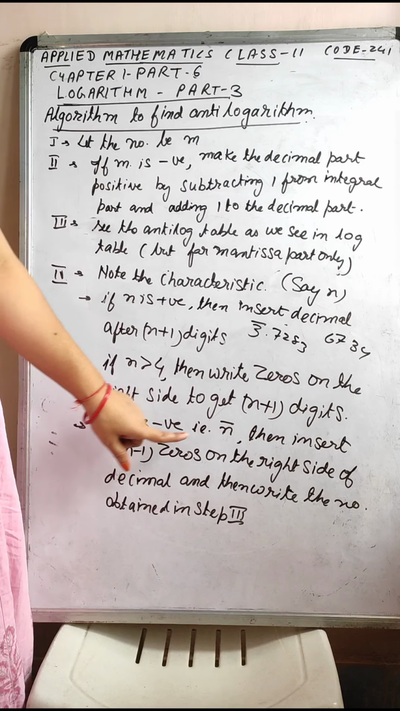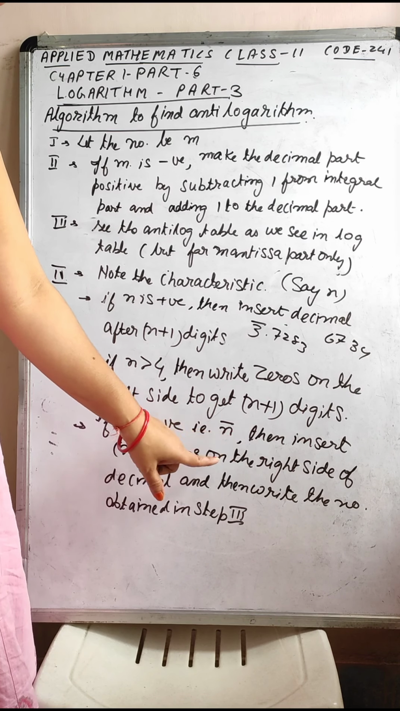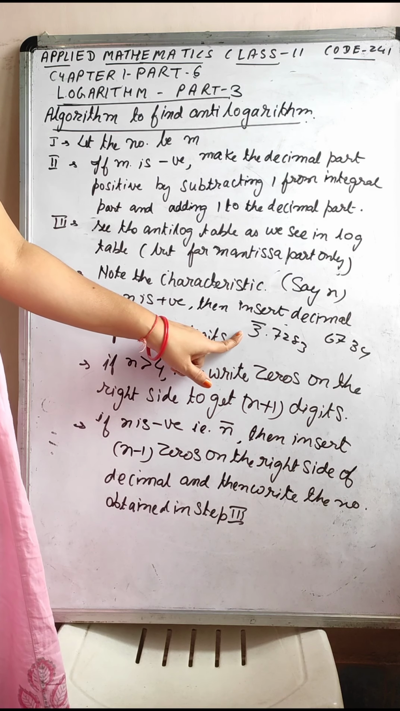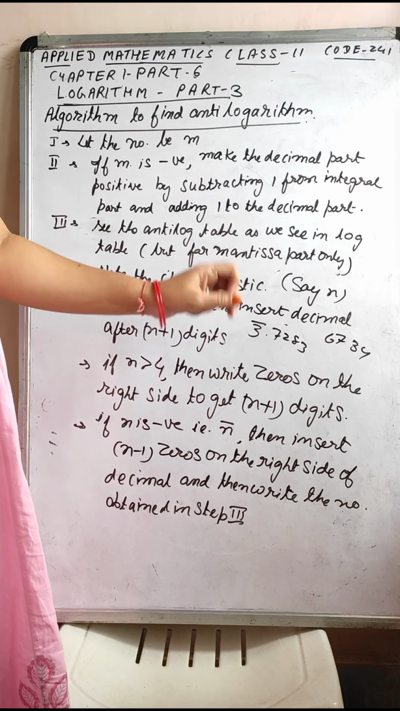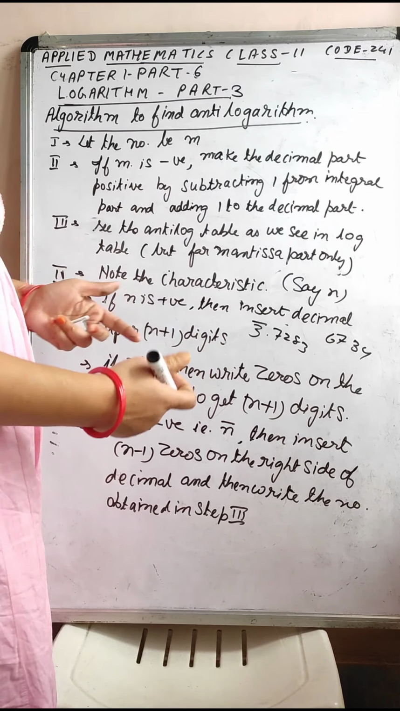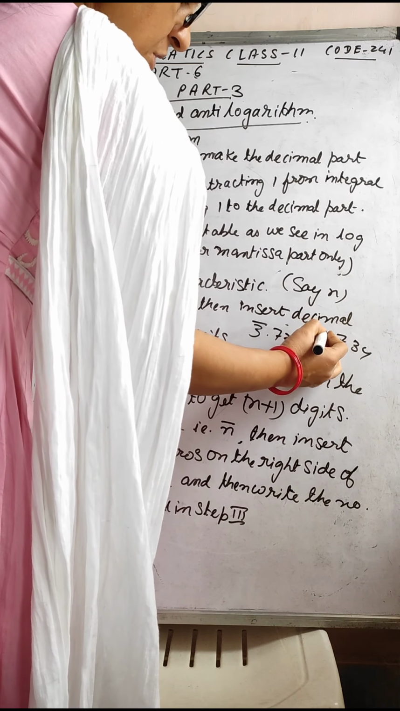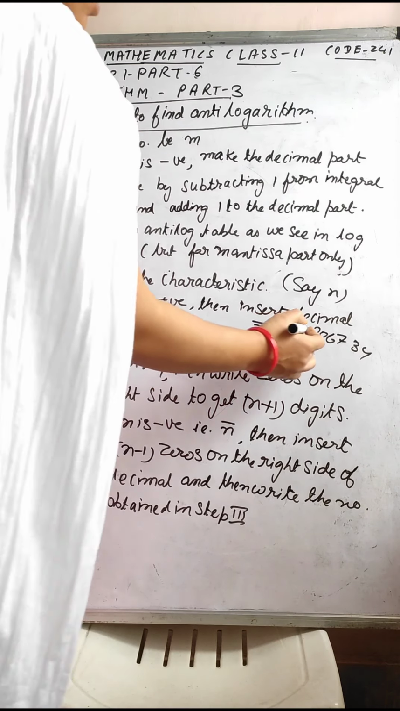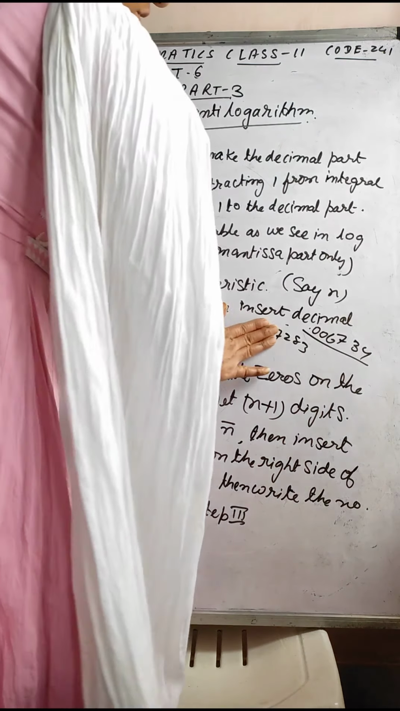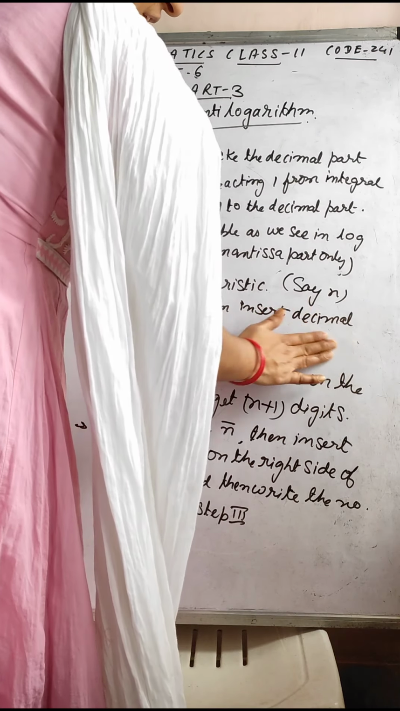So we will then insert n minus 1 zeros on the right side of the decimal. N is 3. So over here 3 minus 1, that is, over here we will be putting 2 zeros. So after the decimal, 0 0. Okay. So the value will be 0.006734. So in more detail we will be understanding right now with the help of an example.